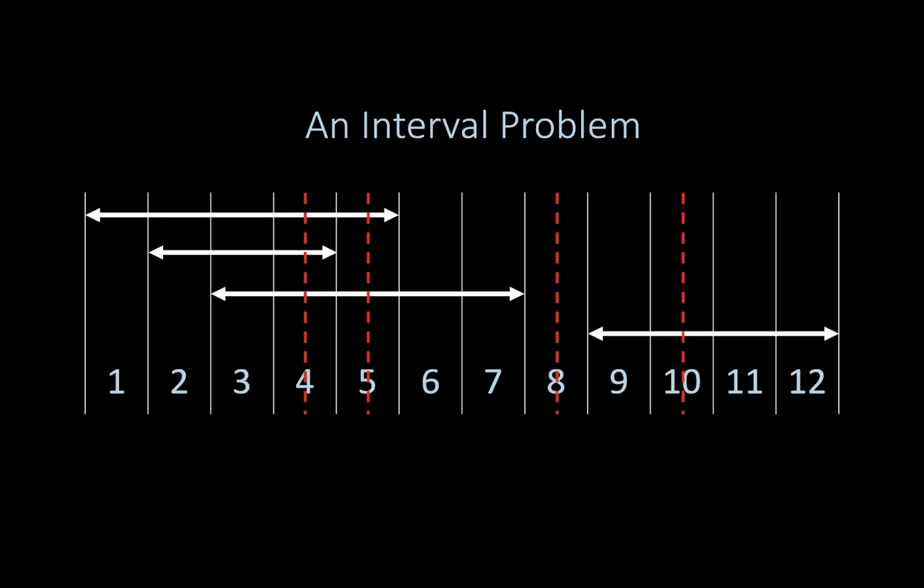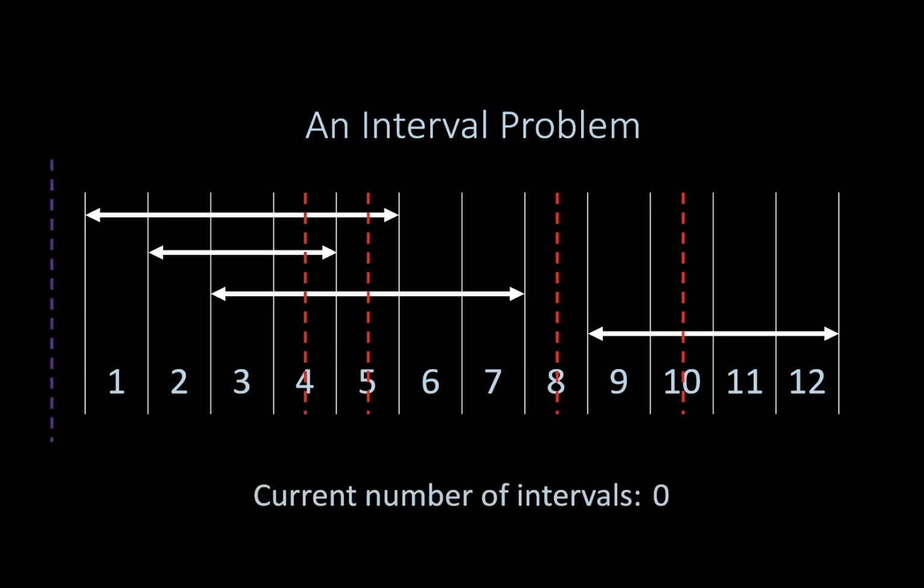Well, the idea is that we have some sort of sweep line represented by this purple line. We call this purple line a sweep line. And the idea is that we're going to move this purple line through our diagram from left to right. And as this purple line moves, we're going to keep track of the answer. We're going to keep track of the current number of intervals which intersect this sweep line. So let's have a look at it in action.